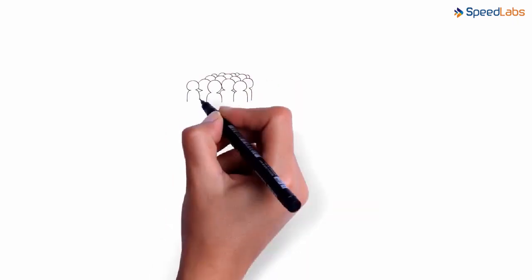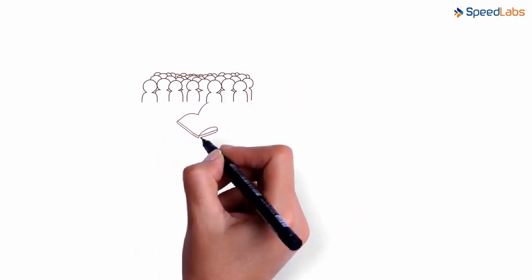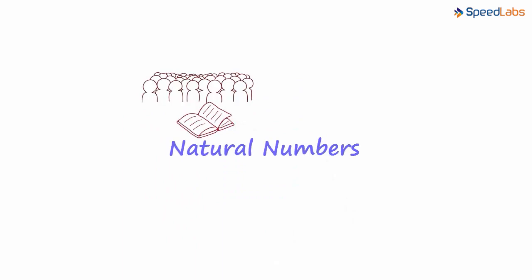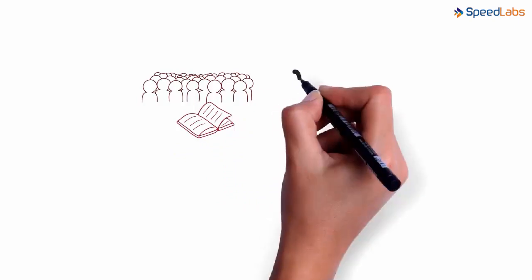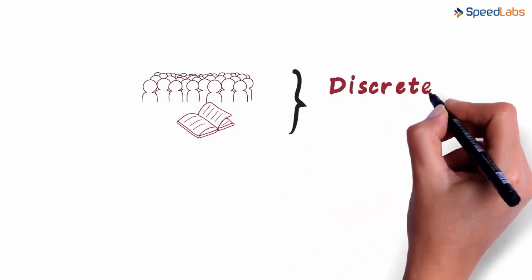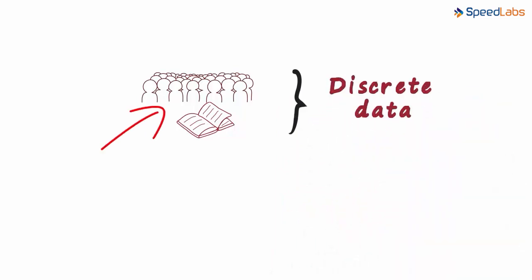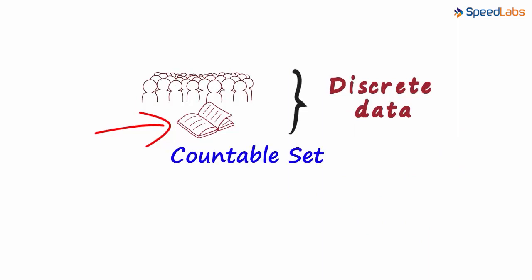Things like number of students in a class or number of pages in a book will always be natural numbers. We cannot have 4.25 students in a class or 200.5 pages in a book. This kind of data is called discrete data. Each person or each page is a countable set of values.